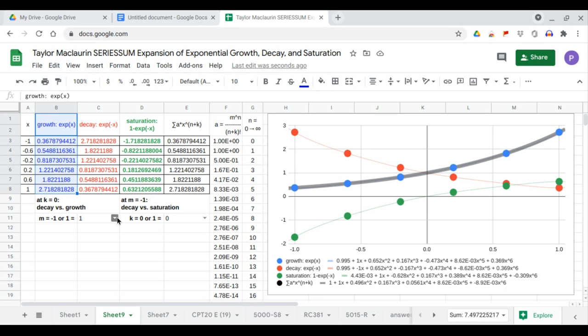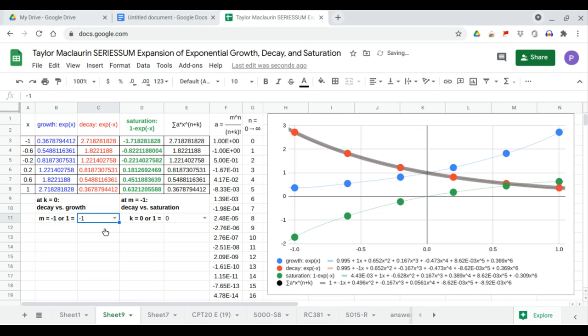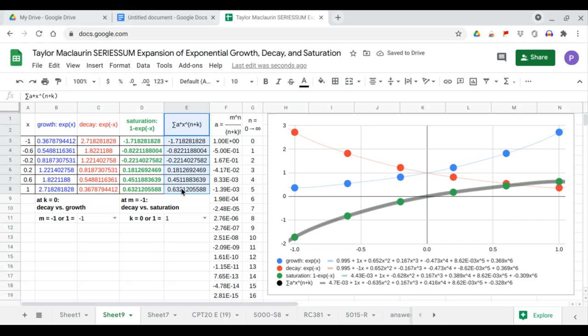At k equals 0, at m equals negative 1, we have a comparison between decay and saturation. So our expansion approximates the decay. If k equals 1, our expansion approximates the saturation. So their coefficients are almost the same because this expansion approximates the exponential saturation.